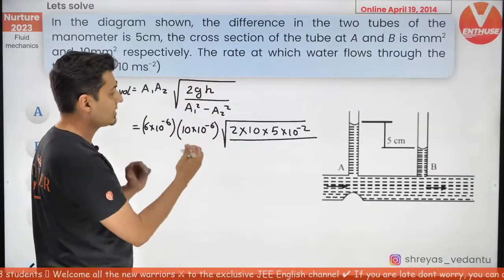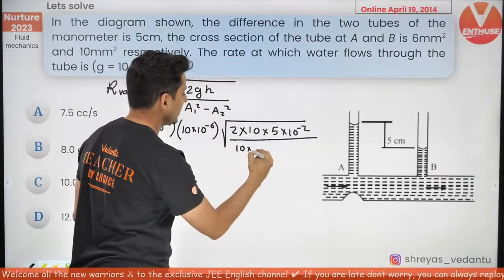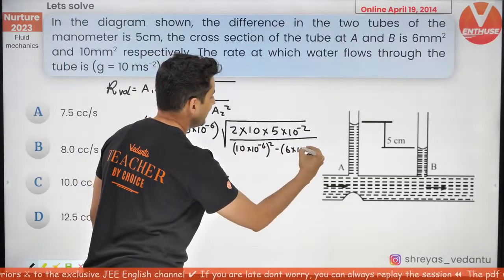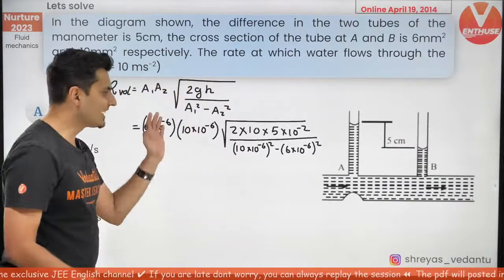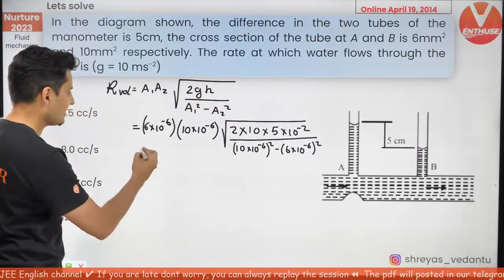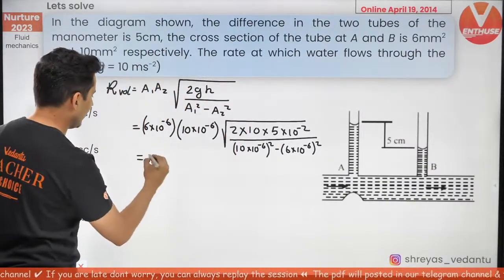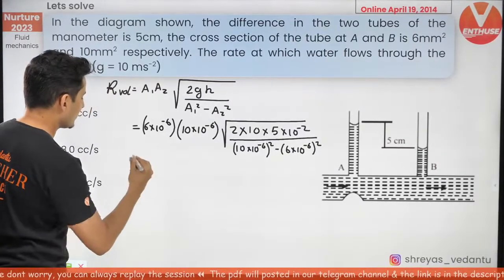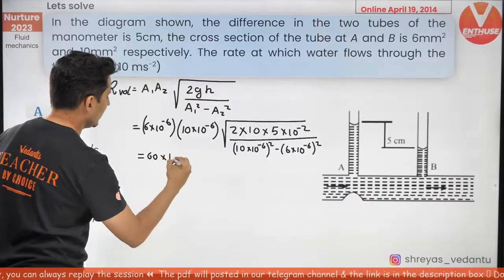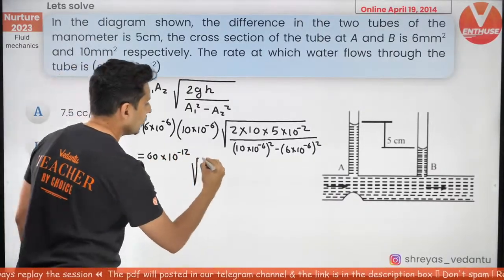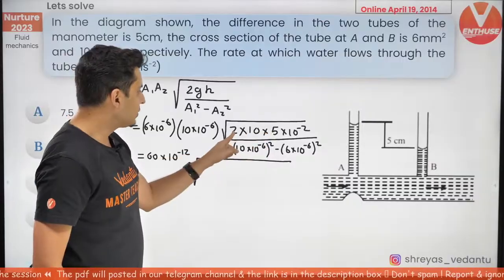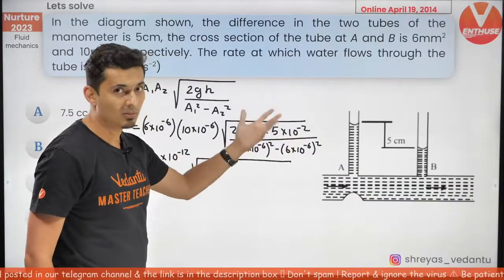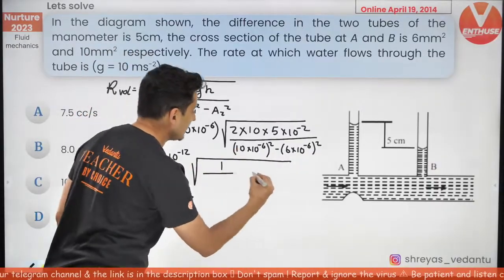So bigger minus smaller: 10 into 10 to the power minus 6 whole square minus 6 into 10 to the power minus 6 whole square. Crazy looking numbers, but it's easy. Let's try this out. We will have 6 into 10, which is basically just 60, so 60 into 10 to the power minus 12. Over here, 5 2s are 10, 10 10s are 100, 100 into 10 to the power minus 2 is 1. So the numerator just becomes 1.